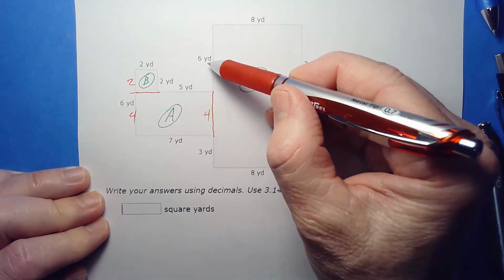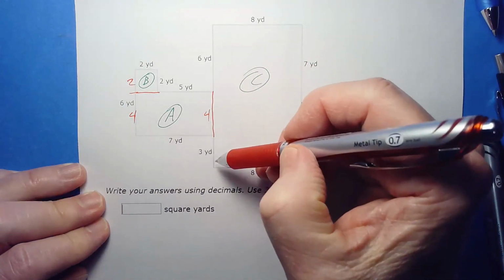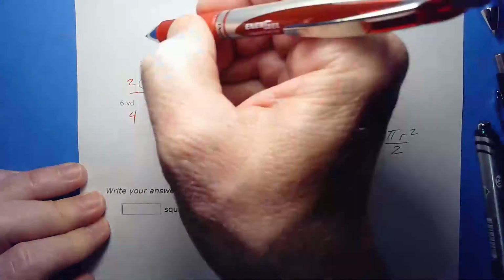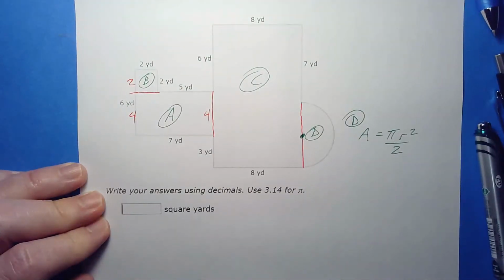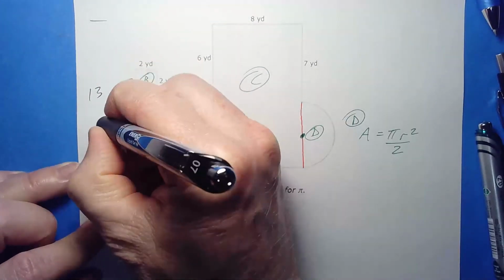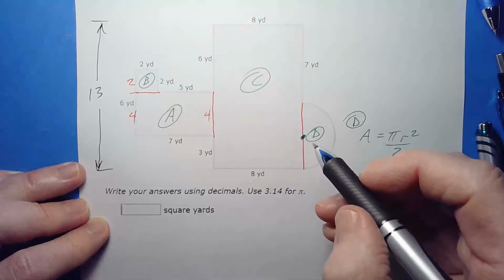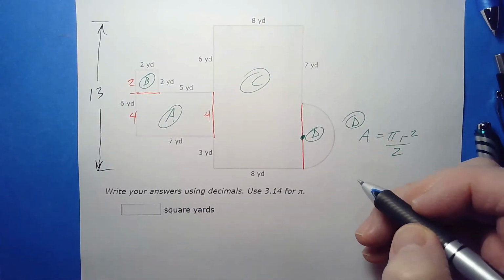Okay, so now let's put it together. I've got 6 plus 4, 10, plus 3, 13. The whole thing is 13. From top to bottom, I've got 13, right? So let me just write that down. 13. It's all about being super careful today. Again, there's no magic other than just being super, super careful.